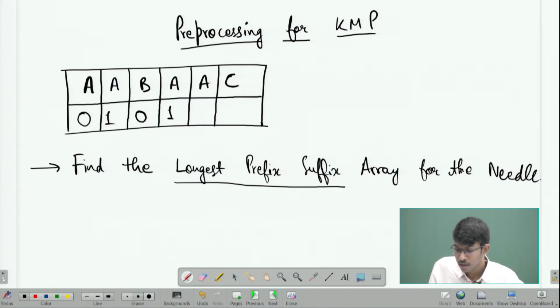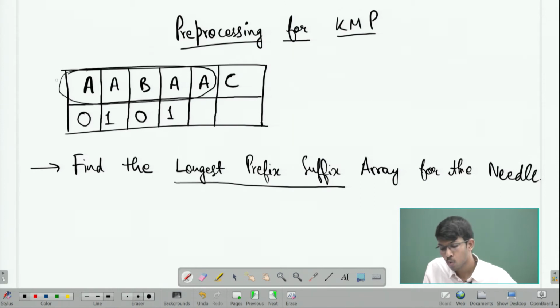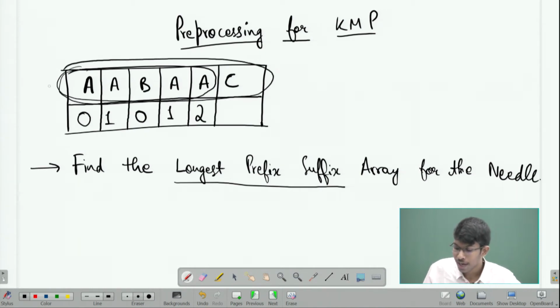Now for this A, we have to discuss the string till here. What is the longest suffix which is also a prefix? If we look carefully, we will find that the string AA is a suffix here and AA is also a prefix here. It is the longest prefix which is also a suffix, so we will assign the value 2 here. Now when we look at AABAAC, trying to find the longest prefix which is also a suffix, we see that no such prefix or suffix exists. So we assign the value 0 here.